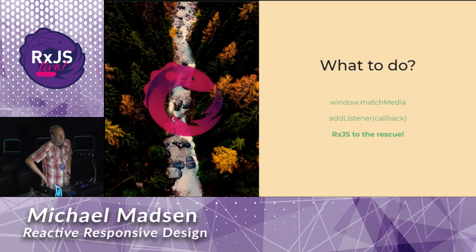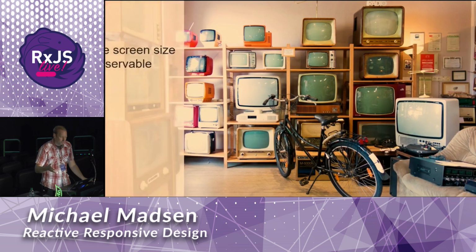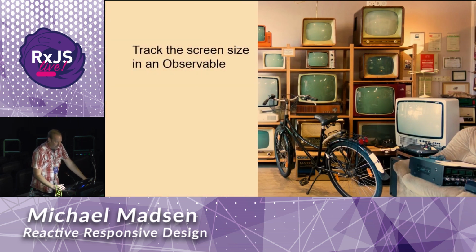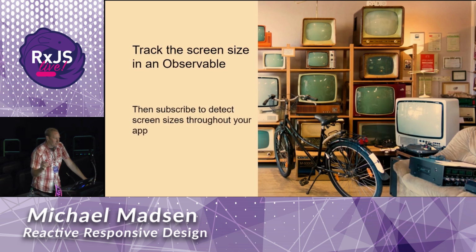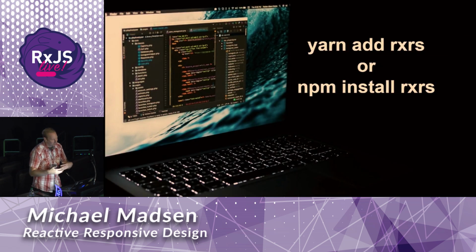So that's where this comes in. RxJS is going to save us. We're going to turn screen size changes into a stream. See, stream, and go from there. So the goal here is we want to track the screen size in an observable, and then subscribe around our app to detect those changes, rather than doing that logic in CSS.